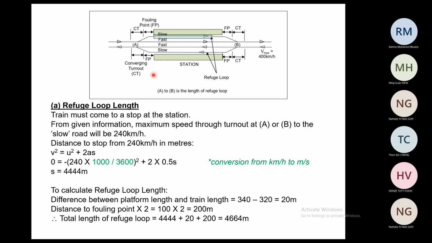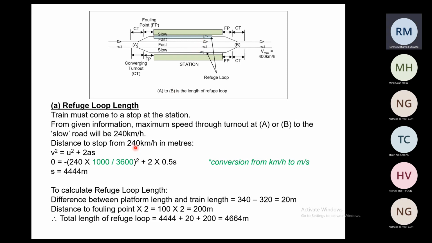So the speed to the slow road is 240. This is actually at this point. When they move into this turnout, the speed will be 240 kilometers per hour. So they're traveling at 240 here, and they need a certain distance to stop at the station.